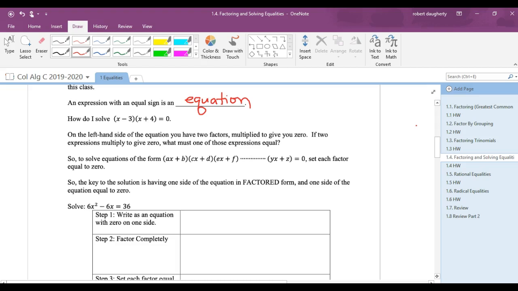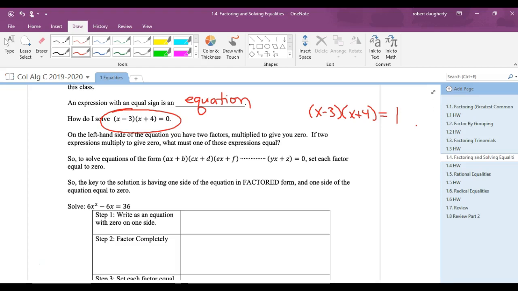Now the same thing is not true. If I had x minus 3 times x plus 4 equal 1, if two numbers multiply to be 1, it could be 5 and 1/5, it could be 10 and 1/10, it could be 12 and 1/12. It goes on and on forever. I don't have good strategies for solving this equation. All of our strategies involve solving an equation that's equal to 0. So we want to be navigating when we see equations, can I get it equal to 0? And then go from there.